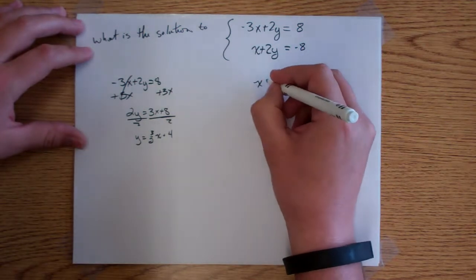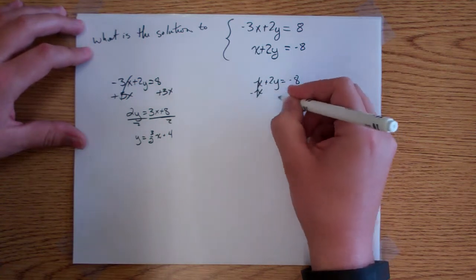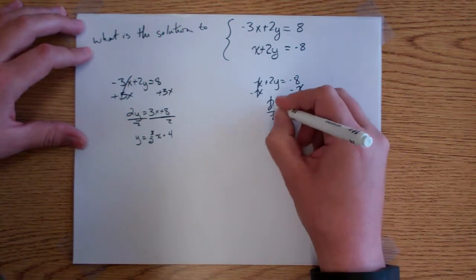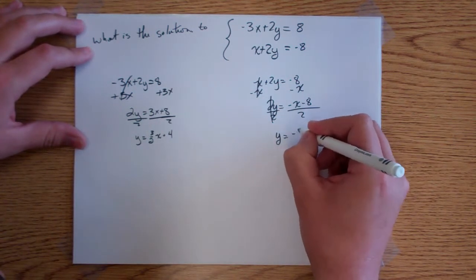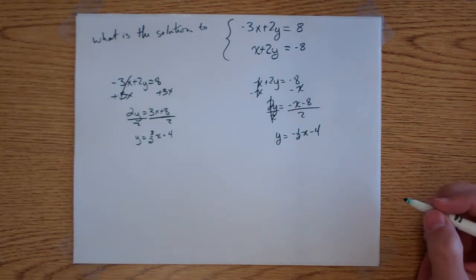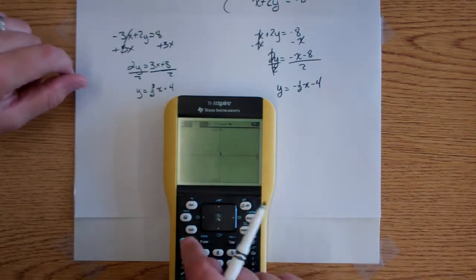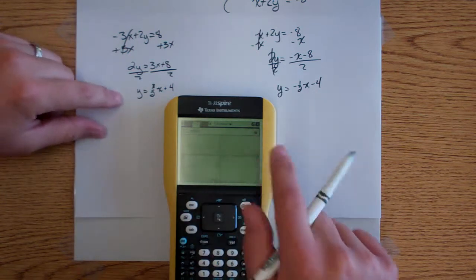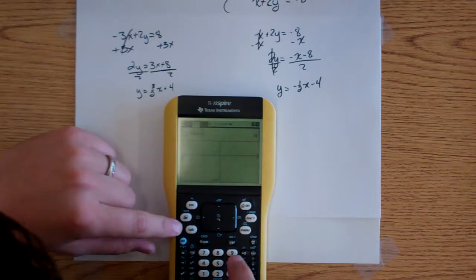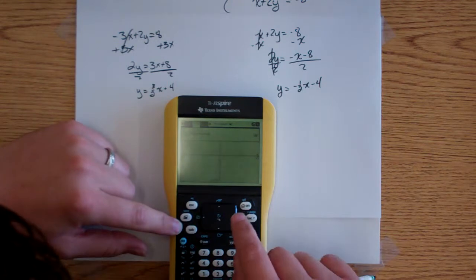So now we have x plus 2y equals negative 8, minus x, 2y equals negative x minus 8. Divide everything by 2. y equals negative 1 half x minus 4. All right, so there's our two equations. Now, let's graph these on the Inspire. We're going to hit Control G to bring up the input line. Then we're going to type in our function. So 3 over 2x plus 4, and then hit enter.